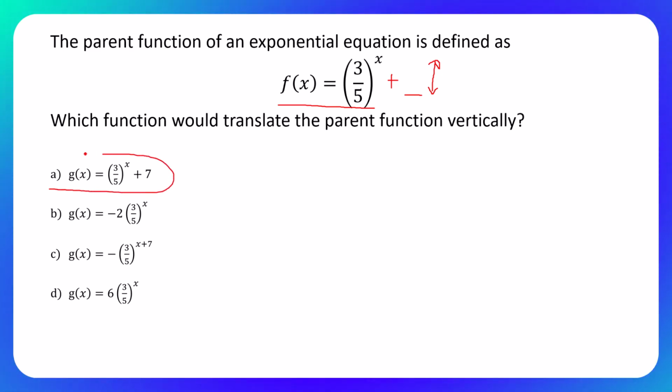I think it's going to be A. Okay, this one right here is going to be a horizontal shift, so that's going to go left or right. And it's going to appear the opposite of plus 7. It's going to go to the left 7. Okay, so the answer is A.